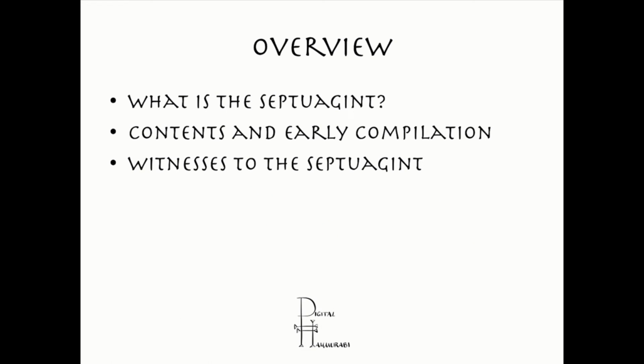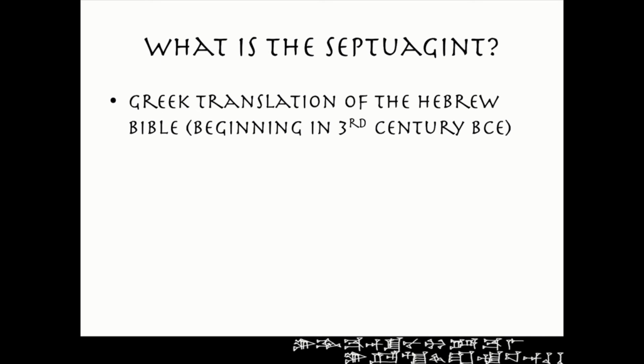So what is the Septuagint? We're going to talk about that in general. We're going to look at its contents and its early compilation. And then finally, the types of witnesses that we have to the Septuagint. So what is this thing? Well, it's the Greek translation of the Hebrew Bible. And while there is some debate concerning when the translation took place, we think it probably was sometime in the 3rd century, at least with the Torah being translated into Greek, and in the centuries following, the remainder of the Hebrew Bible being translated.